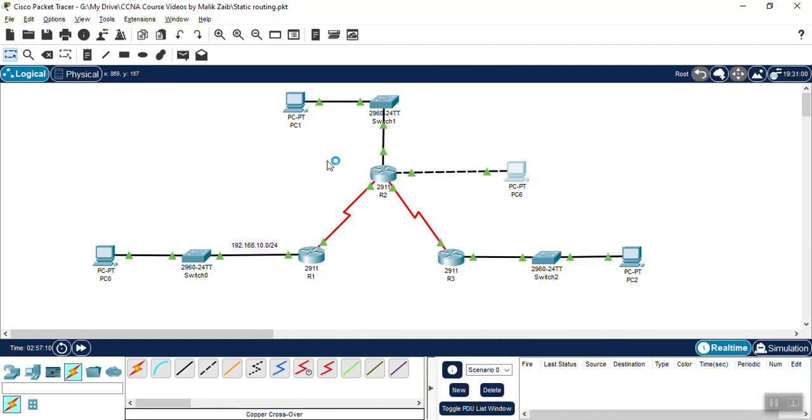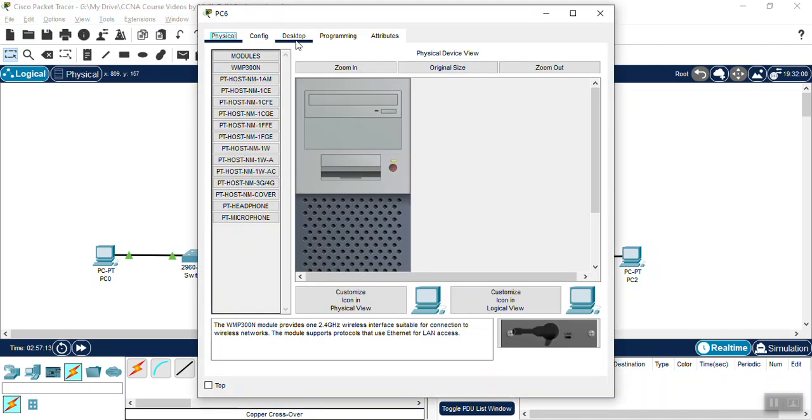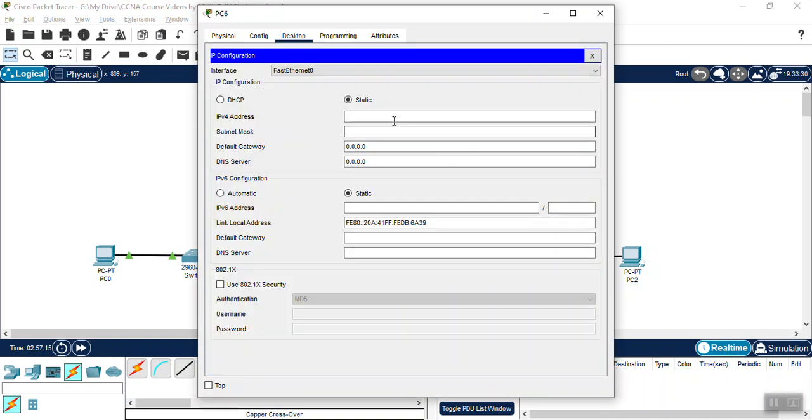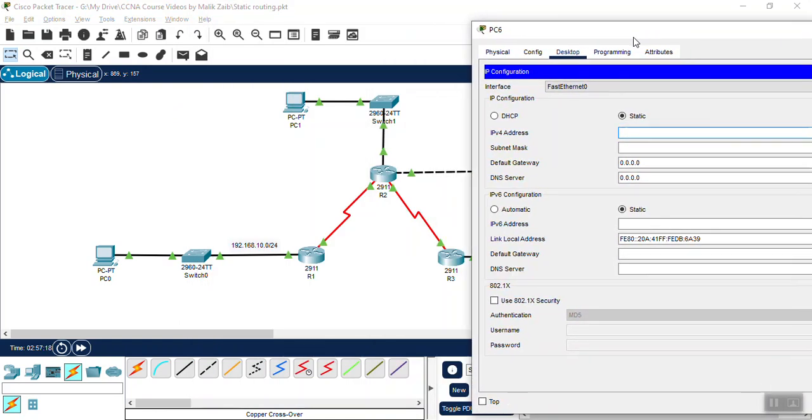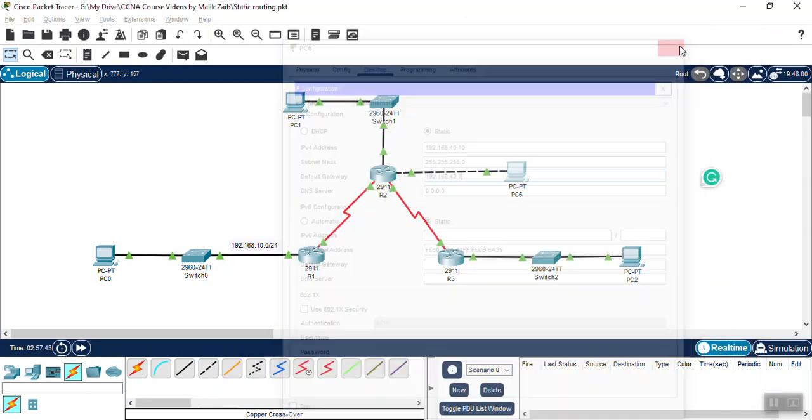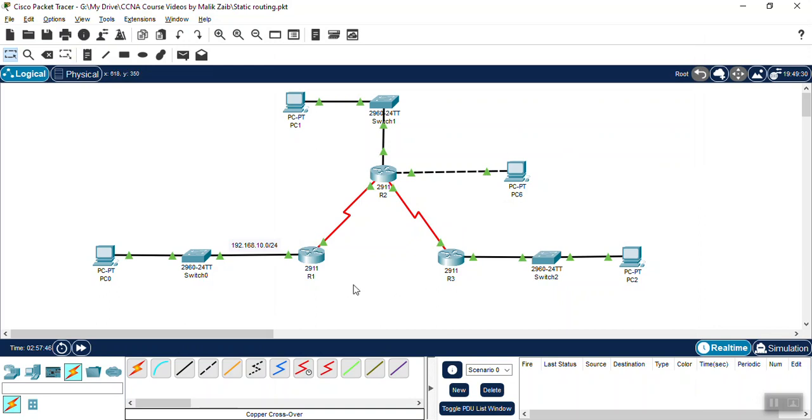Now I will configure the IP address on the PC, because when we verify whether our network is working or not, we need the IP address on the PC. So I will configure the same network address: 192.168.40.10 is the IP address, and the default gateway will be 192.168.40.1, the IP address of the router interface that is connected with the computer. Now we will close it and check whether we can send the packet from PC 0 to PC 6 or not.